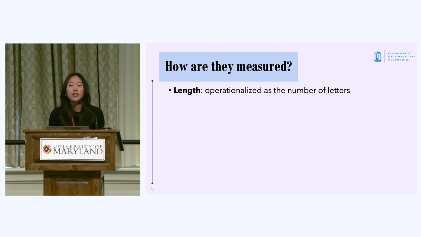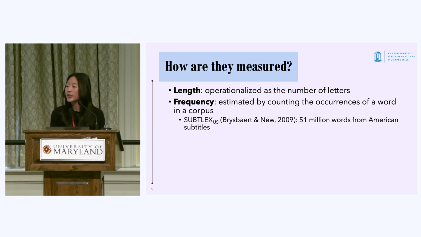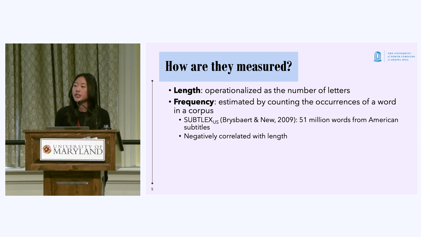So length is typically operationalized as the number of letters in the word. Frequency is an estimate made by counting up the number of times a word occurs in a corpus. A common corpus that's used is the SUBTLEX corpus. This contains 51 million words from American subtitles. And I also want to point out that frequency is strongly and naturally negatively correlated with length. So short words tend to be more frequent.